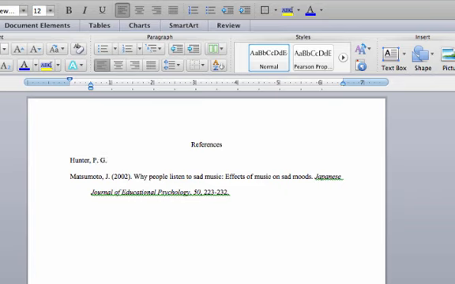Notice that Hunter has 2 initials for his first and middle name. We separate the 2 initials with a space. The next author is Schellenberg, who also has 2 initials, and the final author is Griffith. Notice that you separate the final author from the penultimate author using an ampersand, not the word "and." This construction works for up to 6 authors.